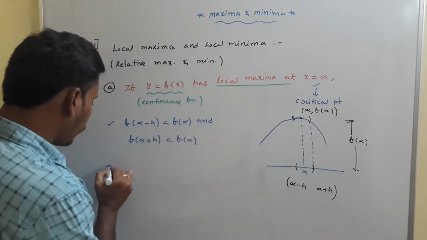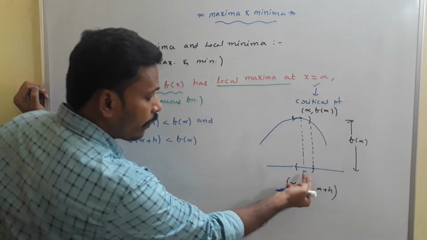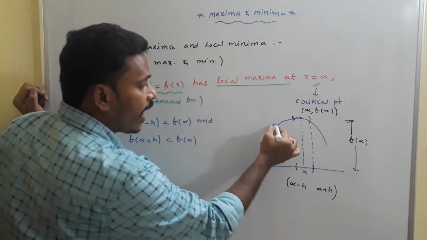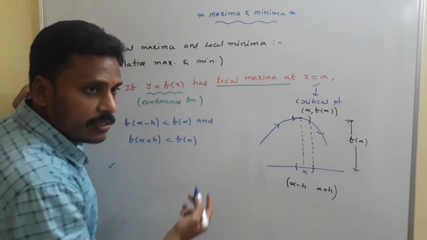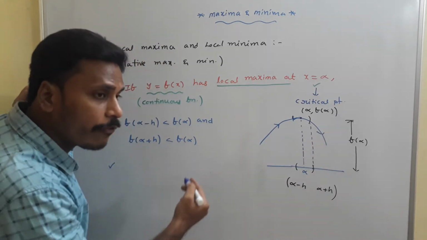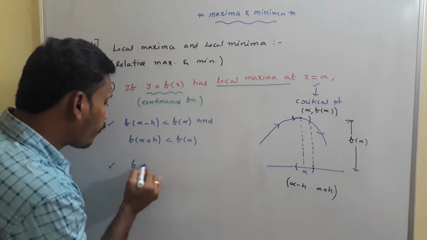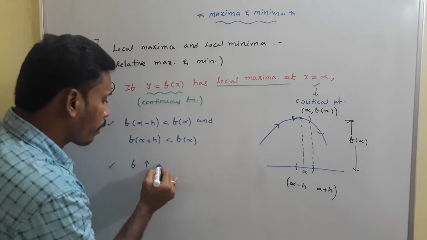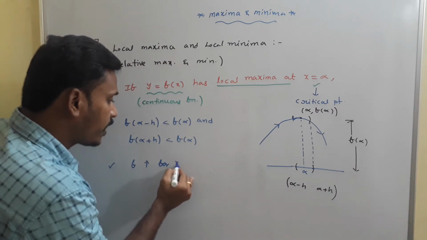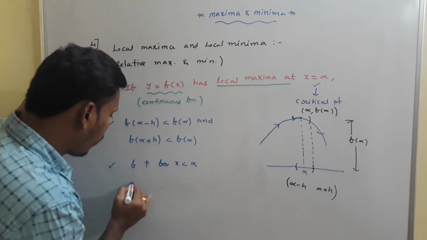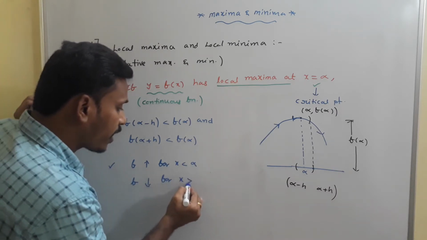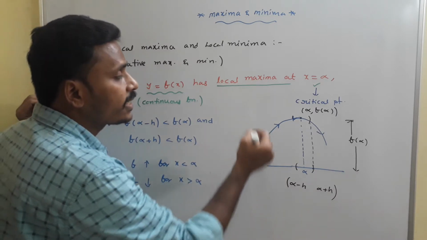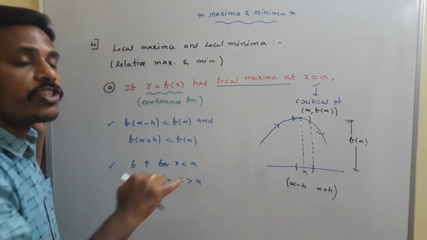This is one condition. And the other condition: the left side of this alpha, the graph is increasing, and the right side of this alpha, the graph is decreasing. f is increasing and f is decreasing. So f is increasing for x less than alpha, and f is decreasing for x greater than alpha, and at exactly alpha the graph is stationary.